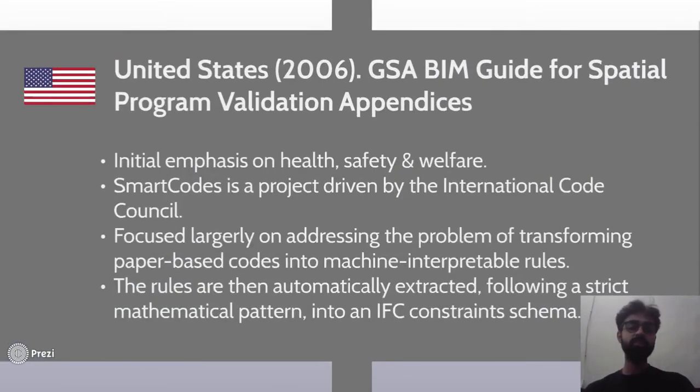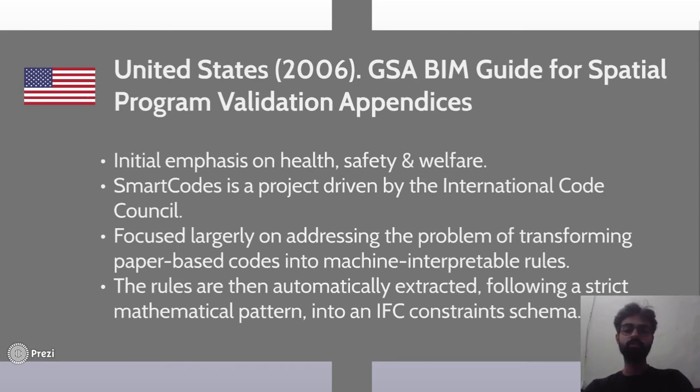Next, if we see in USA, this is a very interesting project in 2006, the GSA BIM Guide, that is the General Services Administration BIM Guide for Spatial Program Validation Appendices. So this was carried out by, I should say, two key persons, Bill East and the director of AEC3, Nicholas Nisbet. And here the initial emphasis on health, safety, and welfare was given, and they developed smart codes.